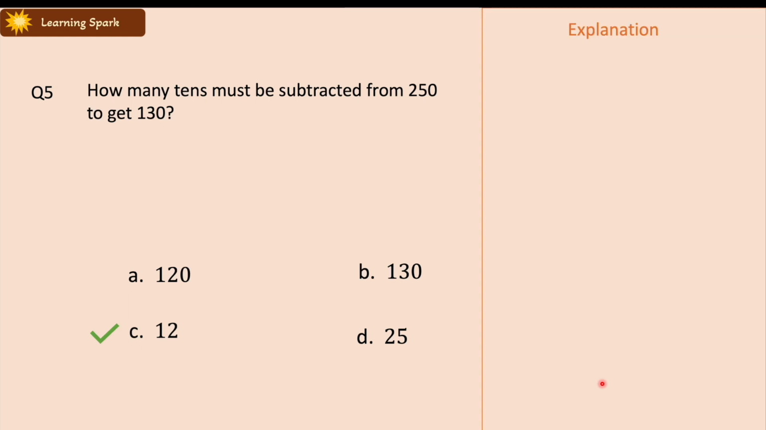So the question is, how many tens must be subtracted from 250 to get 130? Let's first subtract 130 from 250 and we get 120. So basically the question is, how many tens are there in 120? Because 120 has to be subtracted from 250 to get 130, correct? And the answer is, of course, 12, because 12 times 10 is 120. So how many tens are there in 120? 12. And that's the answer.